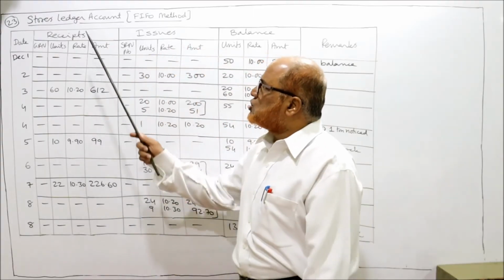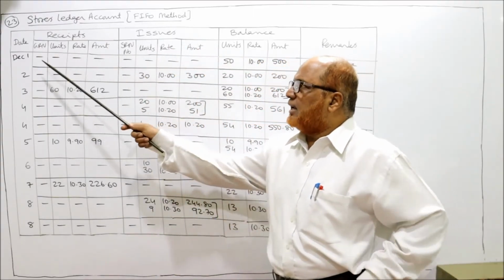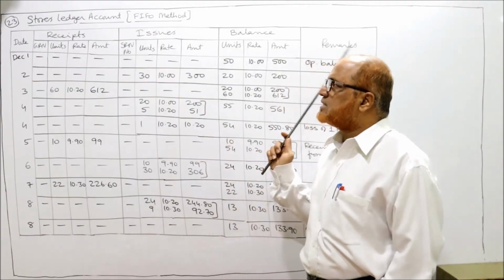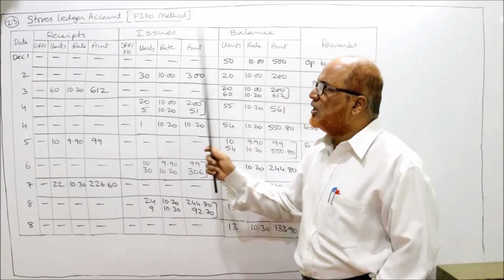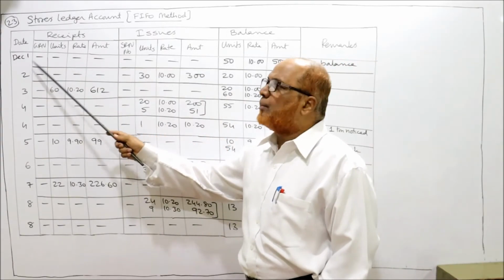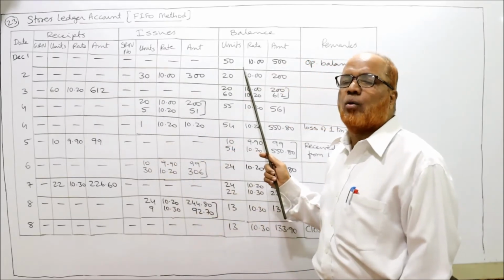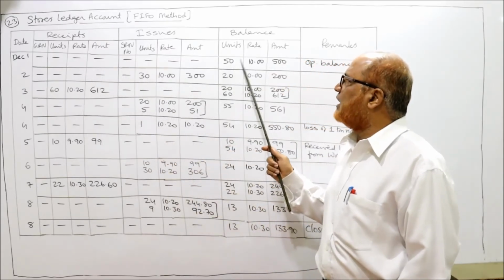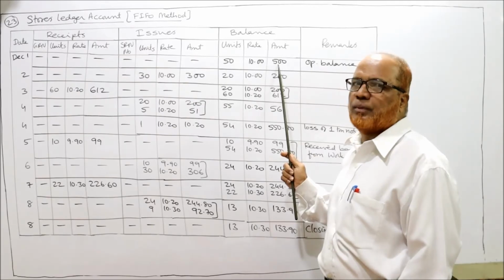Now see carefully. Stores ledger account, FIFO method: date, receipts, issues, balance and remarks column. Right? December 1st, there is an opening balance. So the opening balance will be recorded only in the balance column. 50 units, 10 rupees, 500 rupees.